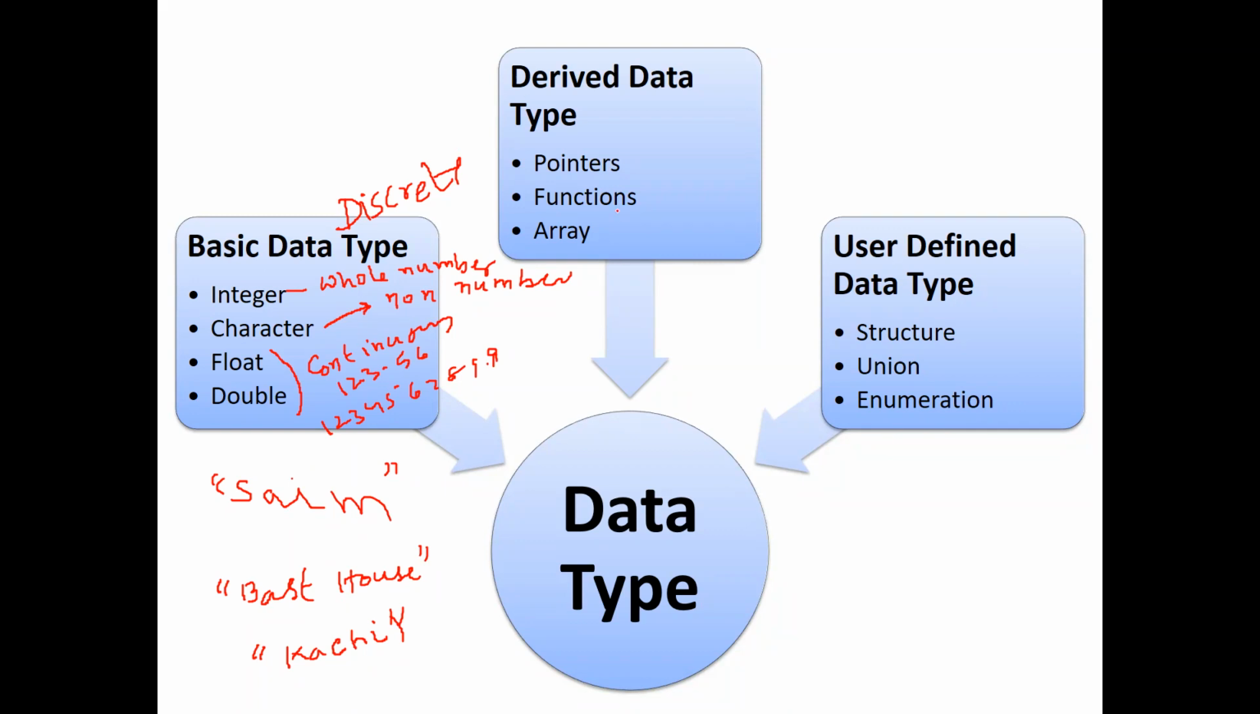Extended types contain pointers, special data types, functions, and arrays. I will cover the extended or derived data types later on. I am not going to explain each of these derived data types here. Some user-defined data types contain structure, union, and enumeration. So this is called user-defined data types. For the data that you want to use in your program, we have to define the data type. So these three, basic, derived, and user-defined, are the data types we can use for making programs.